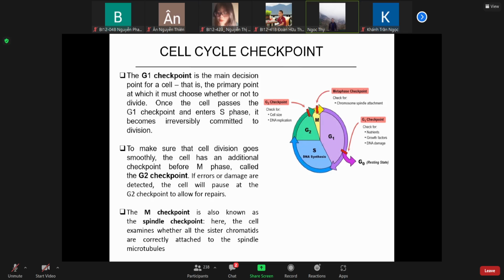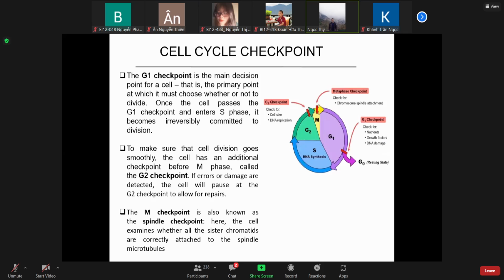And if it fails the G1 checkpoint, it will go to the resting state. I mean, the DNA synthesis stops. And in some cases, it can go to apoptosis. That means programmed cell death.